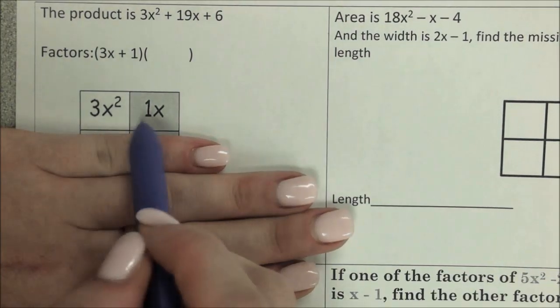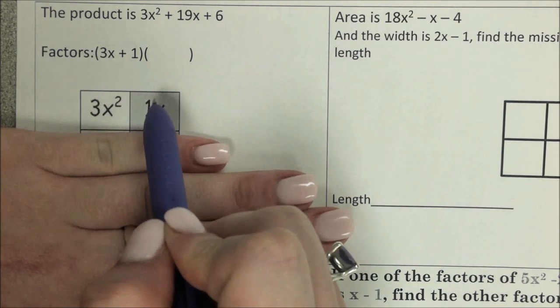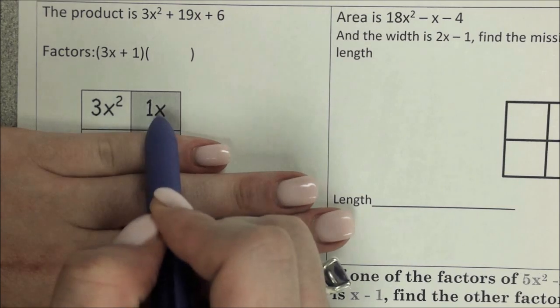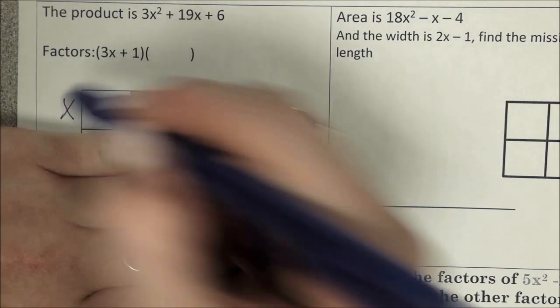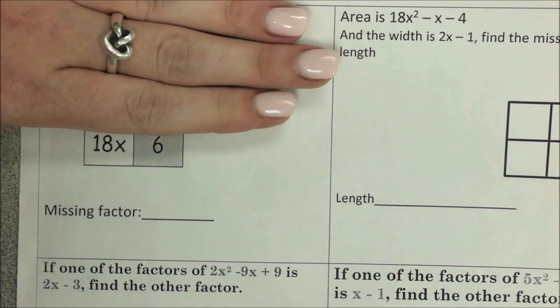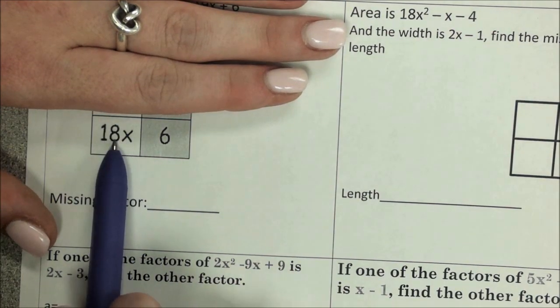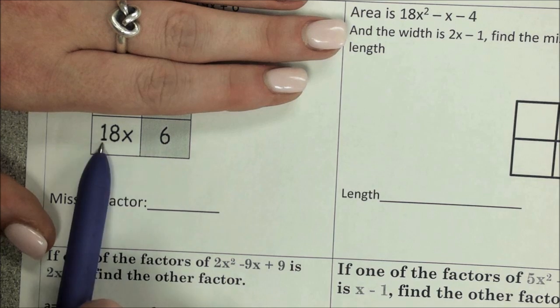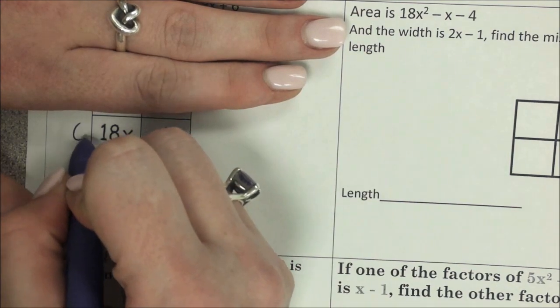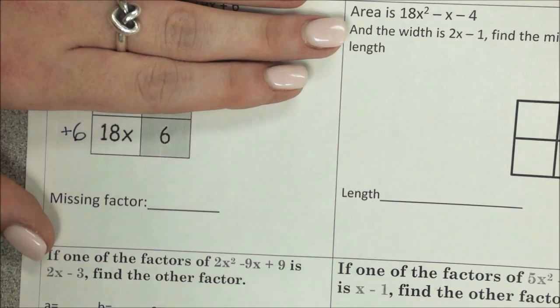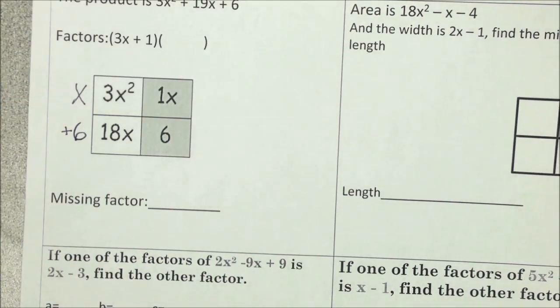If I look at the top two boxes together, 3x squared and 1x, 3 and 1 both don't divide by the same number, but both of these I can take 1x from. Then if I look at the bottom row, 18x and 6, this term has x, but this one does not. The biggest thing that I can divide both of these by is 6. And since this x box is positive, I'm going to keep that factor of 6 as positive.